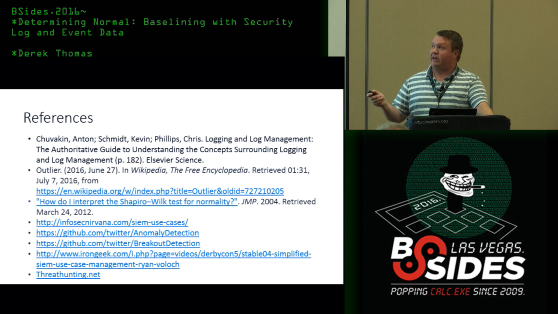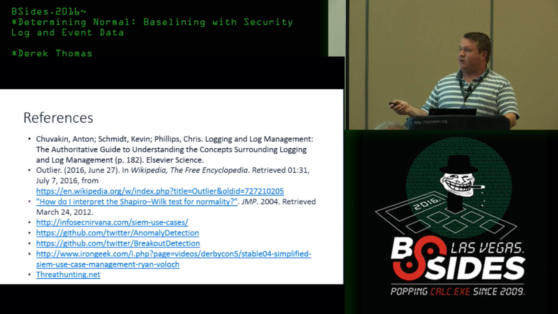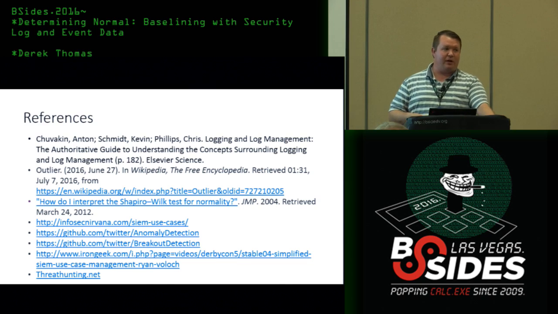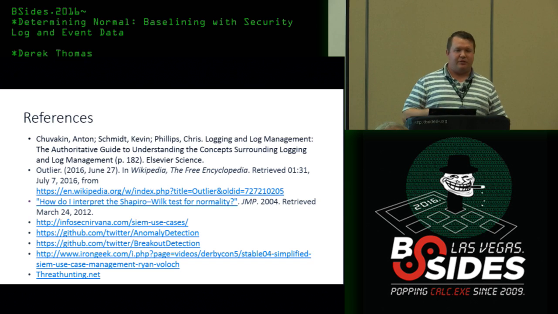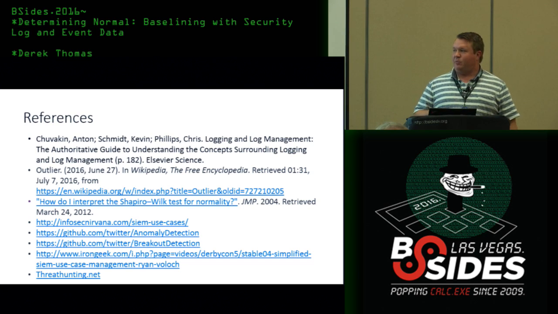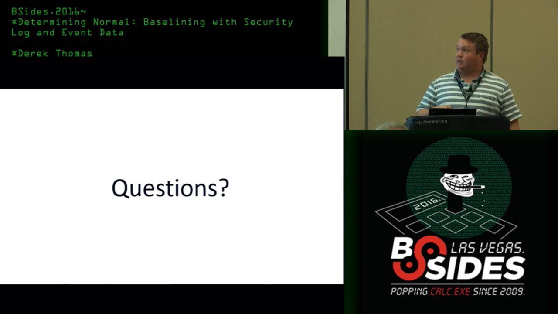Here's some references. Like I said, I really like the Logging and Log Management book. If you're interested more in the Shapiro-Wilk test, I definitely recommend InfoSec Nirvana for the SIEM use case. It's high level, pretty straightforward. There's nothing difficult there. And if you're interested in the anomaly detection and breakout detection, these are easy packages. You're just feeding it a list of quantities, and it'll graph that for you. And then threadhunting.net if you want to take a look at additional use cases for evaluating outlier and baseline detection. And that's about it.